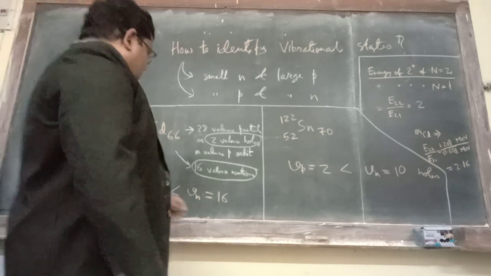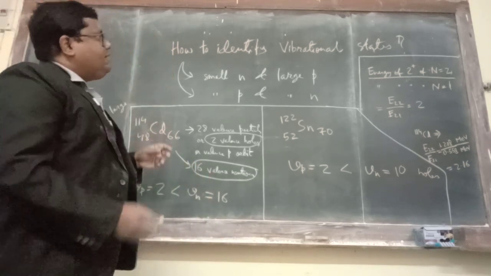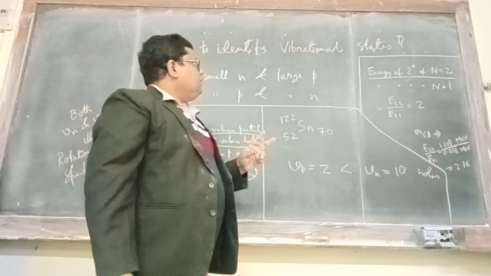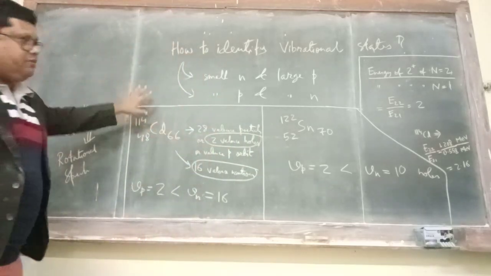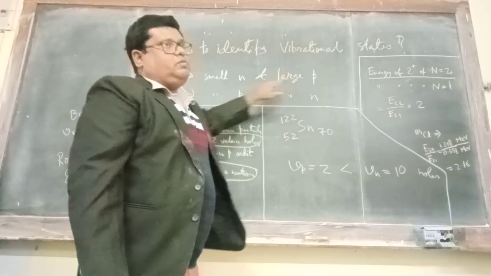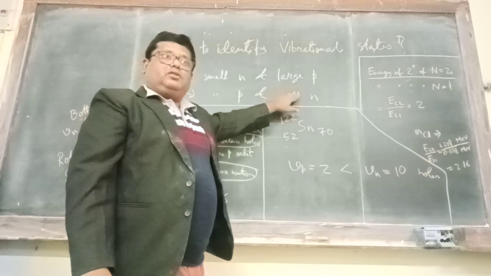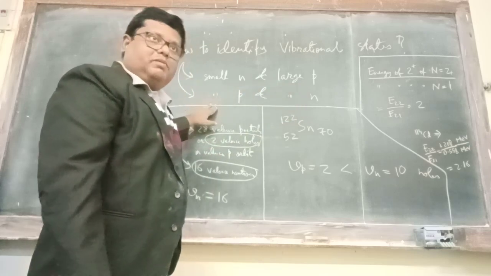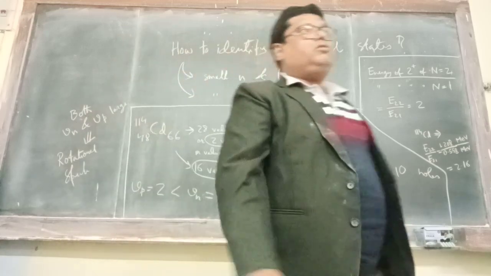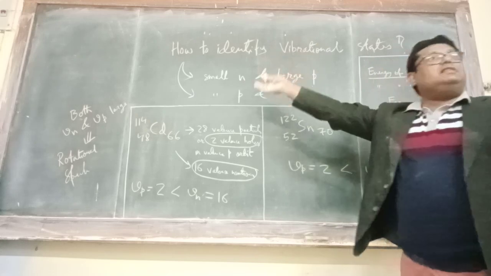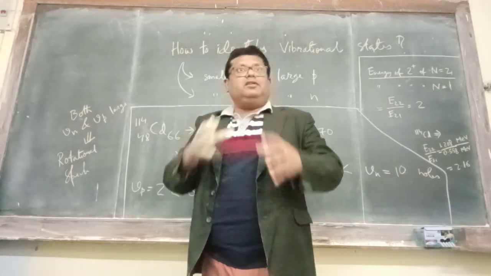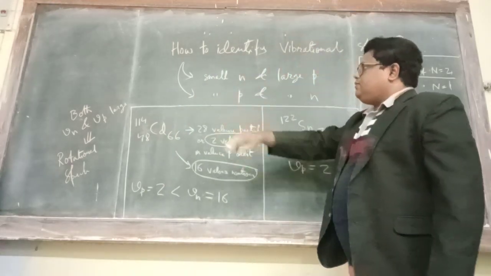Okay, now let me ask you how to identify vibrational states. Actually, there are two very basic tests for that. In this part I have considered the first test. What is that? The first test is small n and large p: a small number of neutrons and large number of protons, or a small number of protons and a large number of neutrons. When I say this, I mean of course the valency protons and valency neutrons outside the nearest magic number shell.